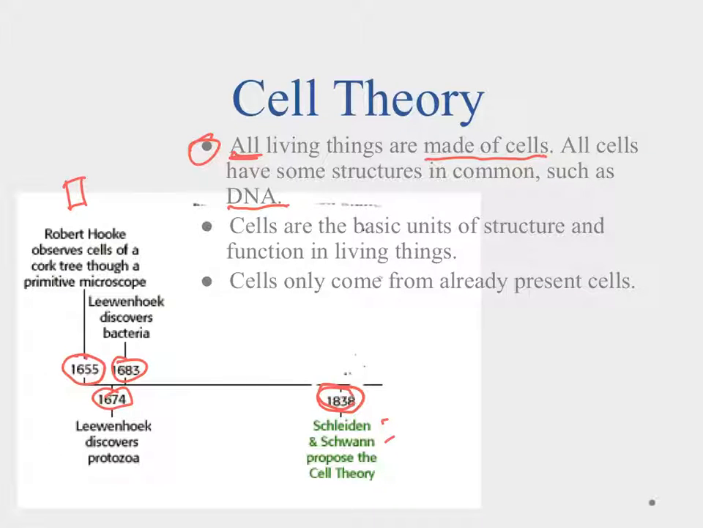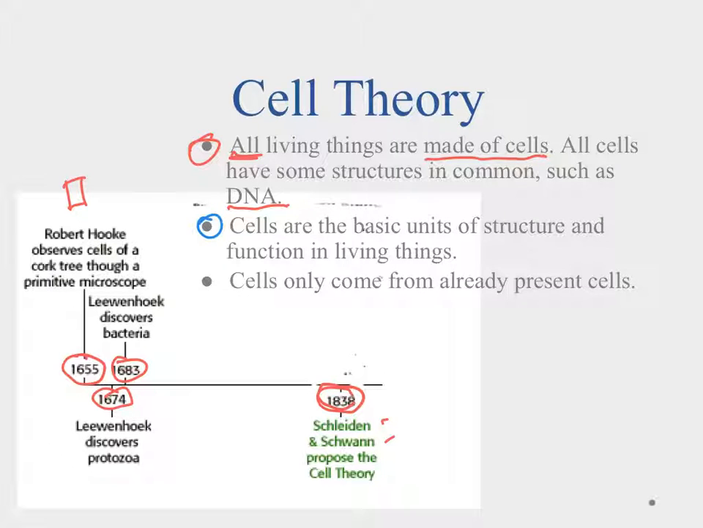All right, the next part here is that cells are the basic units of structure and living in all things. So for something to be alive, it has to be made up of cells. It can be a single-celled organism, or it can be a multi-celled organism like ourselves, and if it's multi-celled, that means it's made up of many cells.